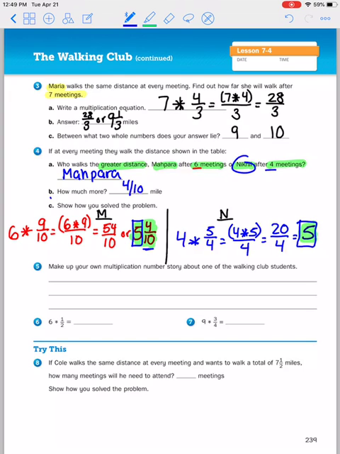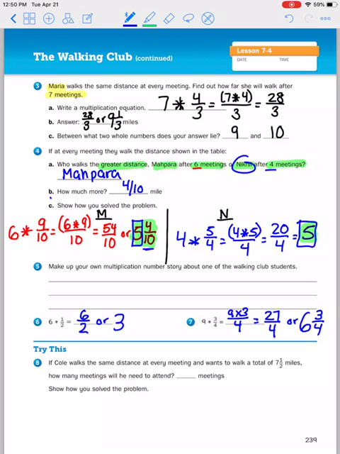So for number 5, you can make up your own multiplication story. I'm going to leave that one blank for now and move to number 6. So if we were to write number 6 again, 6 times 1/2, you would get 6 halves, which is the same as 3 wholes. For 7, you would do 9 times 3/4, and that equals 27/4, or 6 wholes and 3/4.